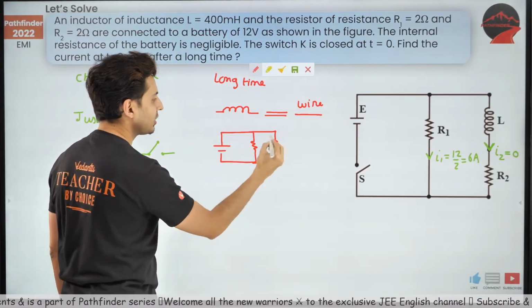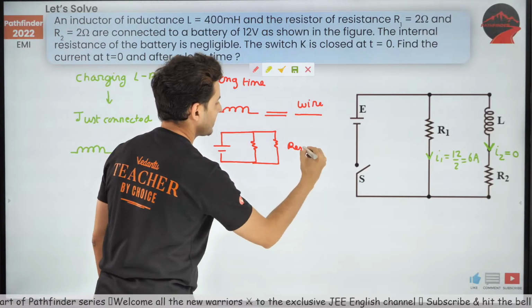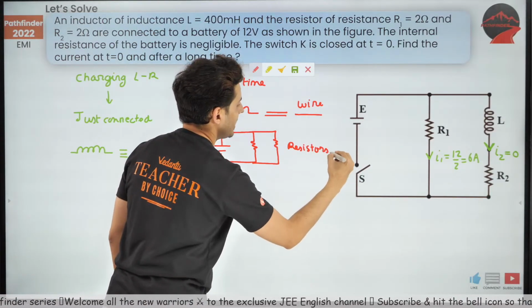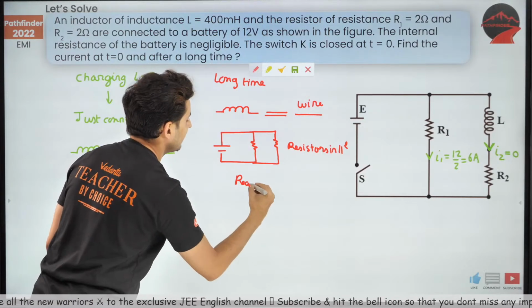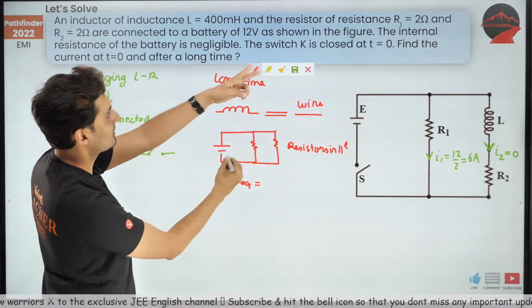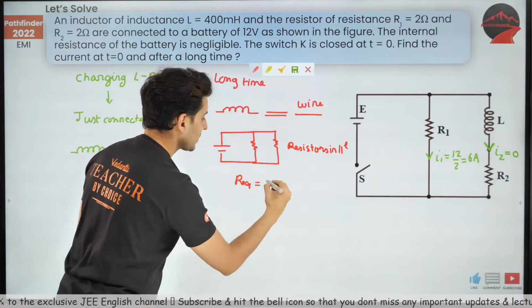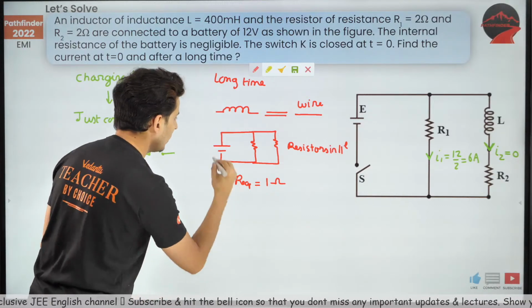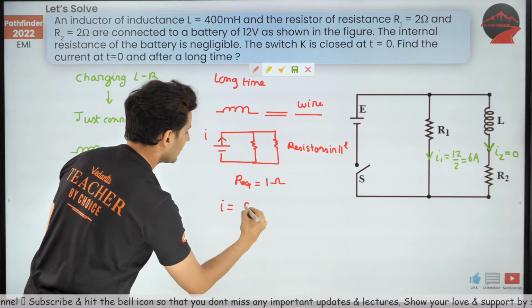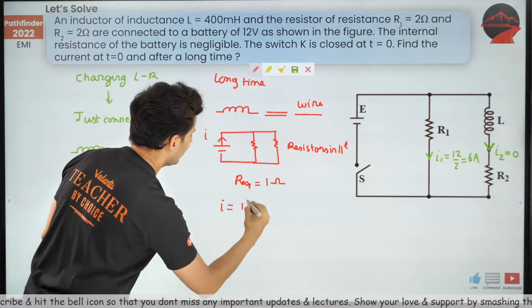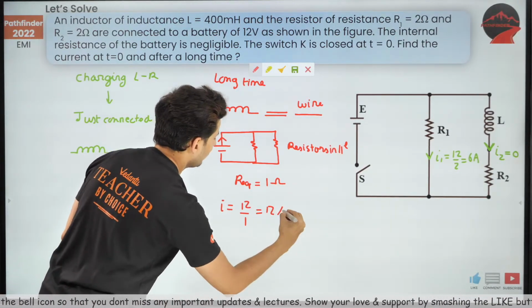That's it. These are two resistors in parallel. So what will be the equivalent resistance? These are two resistors of 2 ohm each, so it will be 1 ohm. So this current I will be E divided by R. What is the value of EMF? It is 12, I guess, divided by 1, which is 12 amperes.